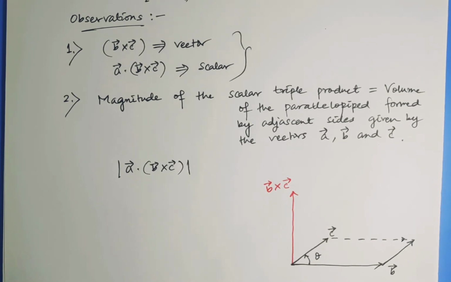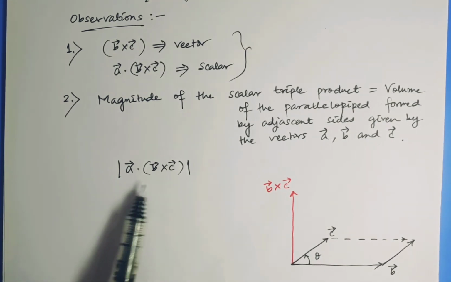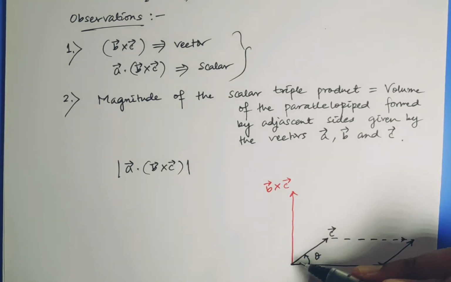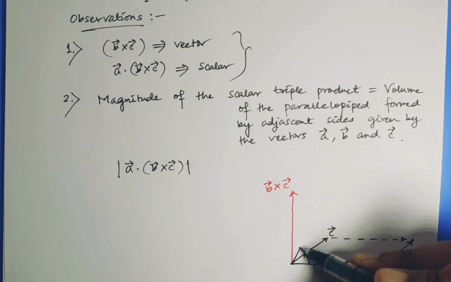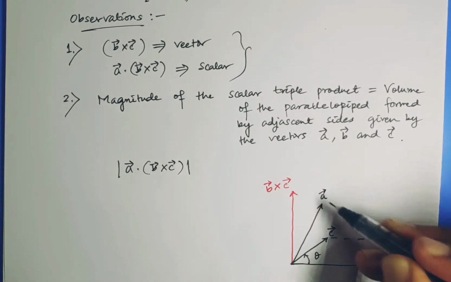Okay, now B cross C is done. This is the picture of B cross C. Now let us move on to A dot B cross C. Now we are doing dot product of A and B cross C. So let us have another vector in here. So this is our A vector.